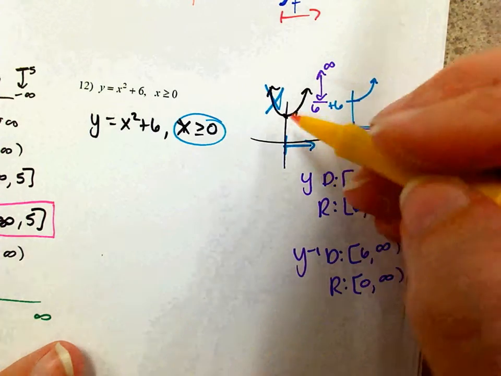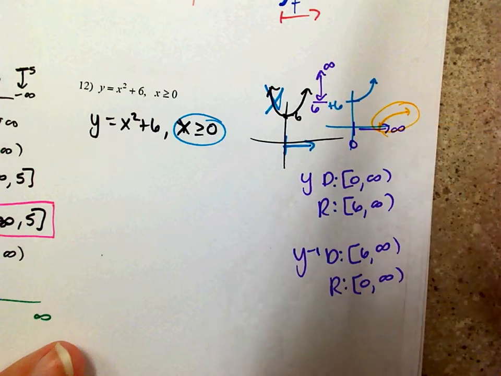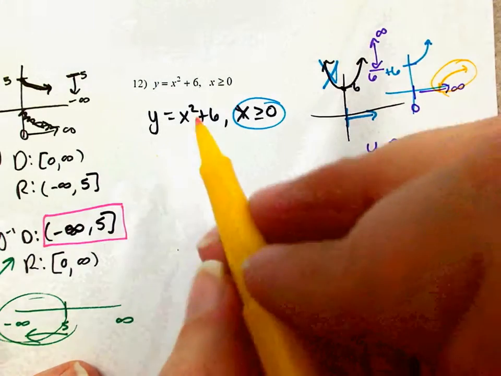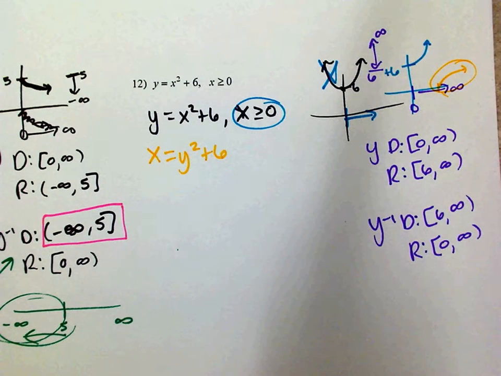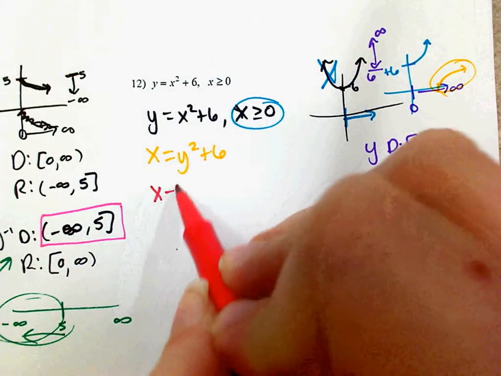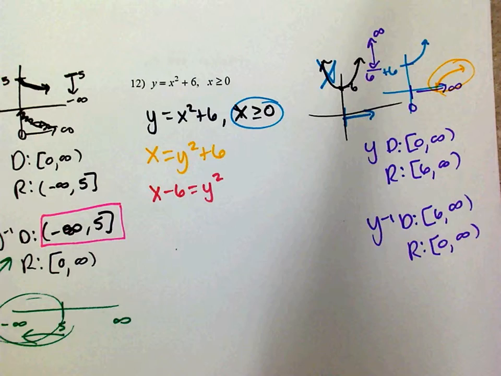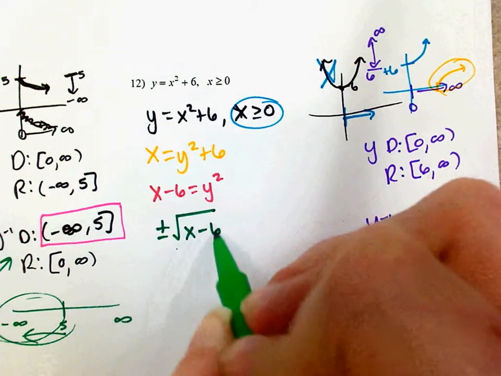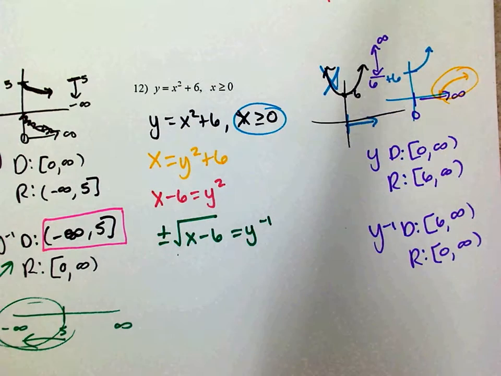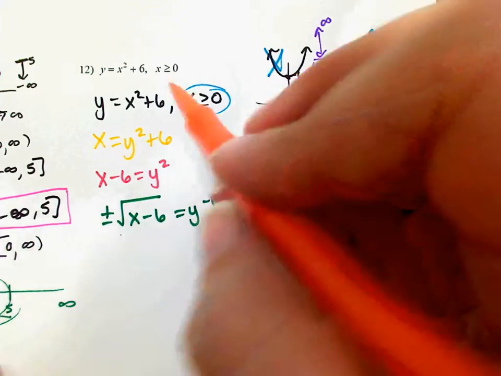Okay? So I'm going to switch x and y. And then I'm going to minus the 6. And then I'm going to take the square root. I almost always say plus and minus, and I do encourage you to do that. But then recognize the fact that this was the right-hand side, the positive side. So we're only going to add the positive answer.